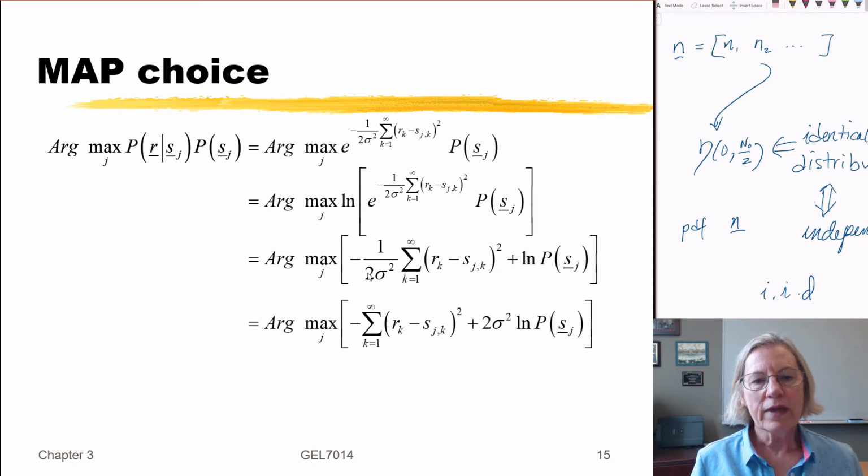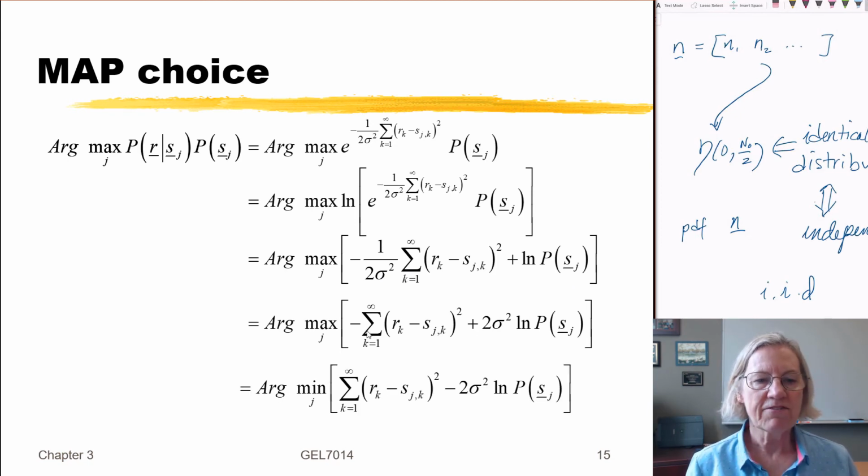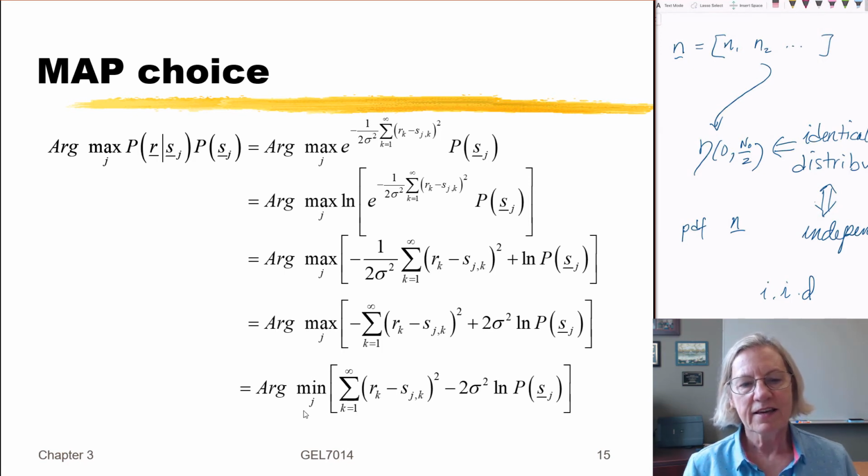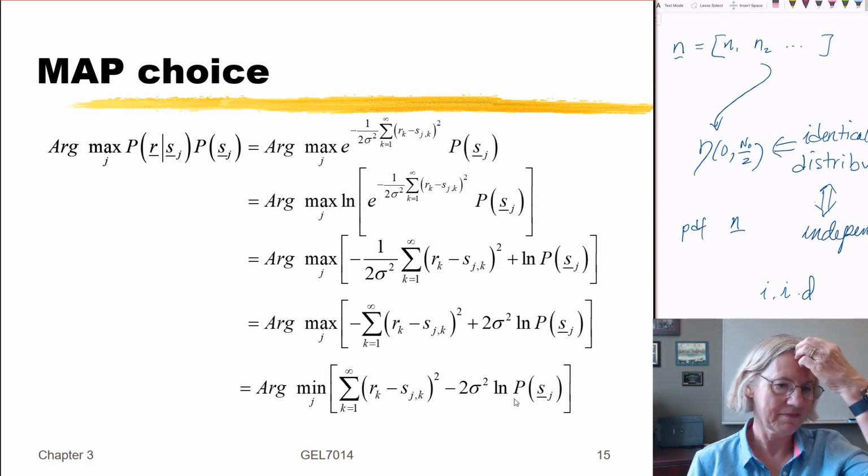Once again, we can multiply by 2 sigma squared and move this, what was the denominator with our sum, over to the other constant. This just leaves our sum a little easier to deal with. And in fact, because of the negative sign, we can turn this maximization into a minimization. So finally, the MAP choice will be finding the symbol j that minimizes this summation.